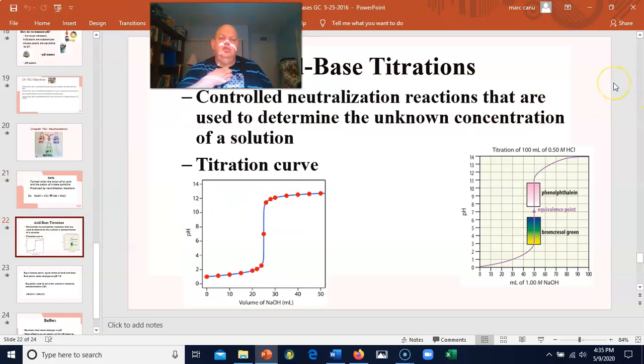So when we look at titrations, these are controlled neutralization reactions that are used to determine the unknown concentration of a solution. Now, we can look at a titration curve. If we were to put the pH, and we're looking at an unknown acid, okay? And here we have a volume of NaOH that we're adding. So let's say we start down here at the bottom.